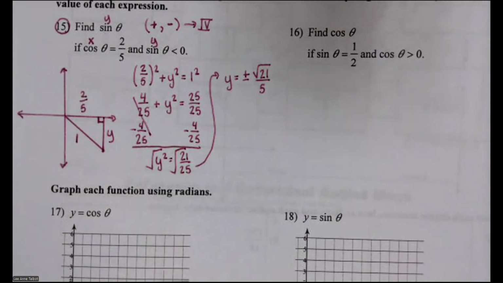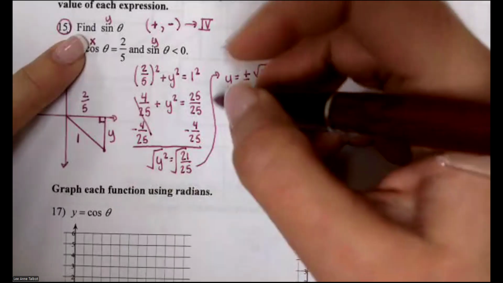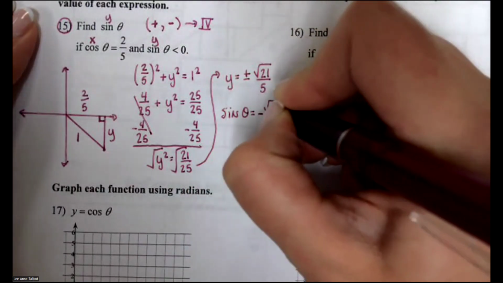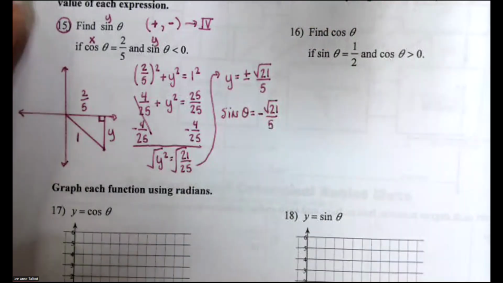Okay, now here's the big question. Which one do I choose, the positive or the negative if you're in quadrant 4? The negative. Okay, so final answer is sine of theta equals negative square root 21 over 5.